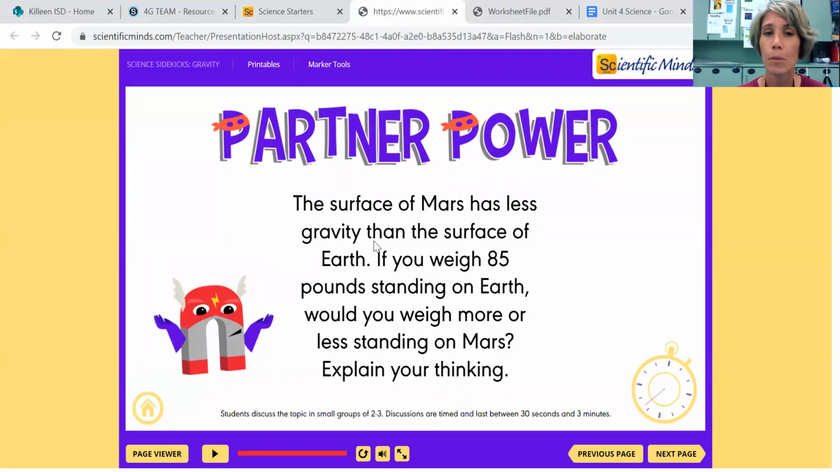So think about this with your partner. The surface of Mars has less gravity than the surface of Earth. If you weighed 85 pounds standing on Earth, would you weigh more or less standing on Mars? Explain your thinking. Go ahead and pause the video and talk with your partner for a minute.